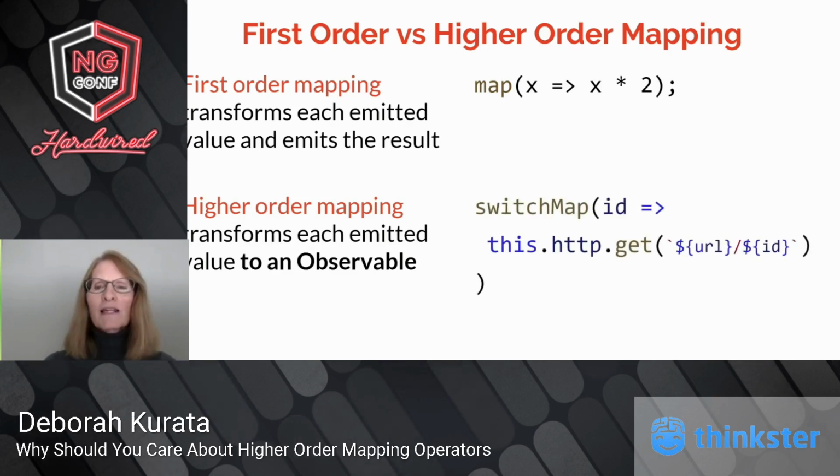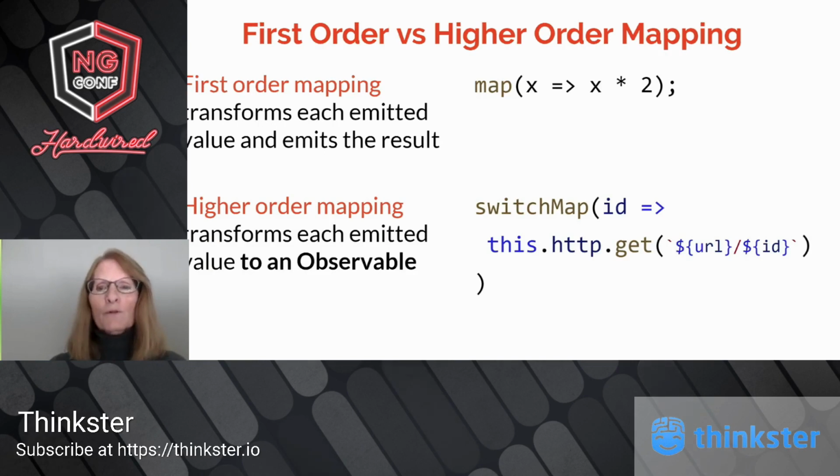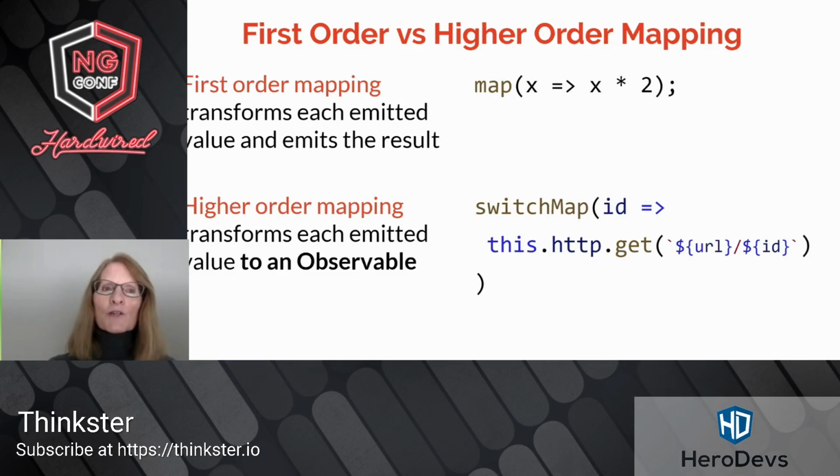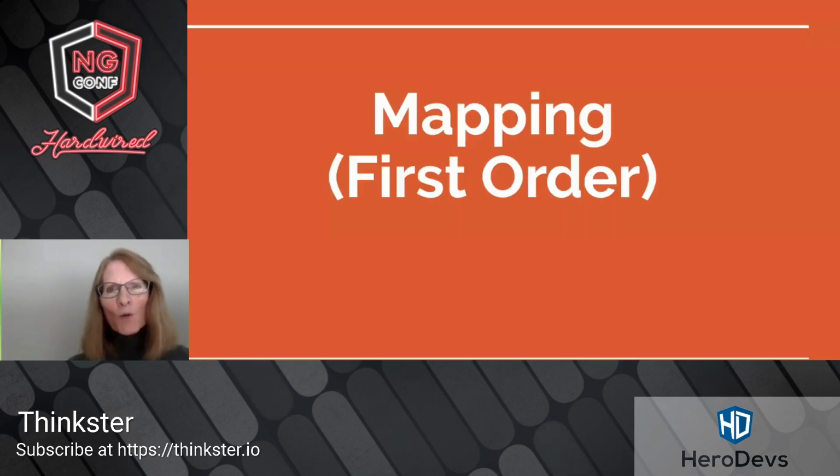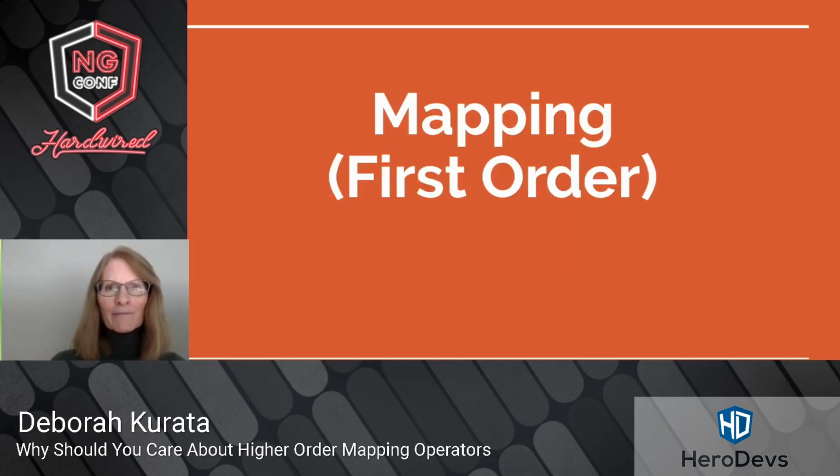So here we're taking an ID, so we have a stream that's going to be providing us an ID, and we're transforming that using the HTTP GET to go retrieve more data, which is going to give us back another observable. So that's the key difference between first order and higher order mapping. Let's dive into that a little bit more, starting with mapping, which is first order.